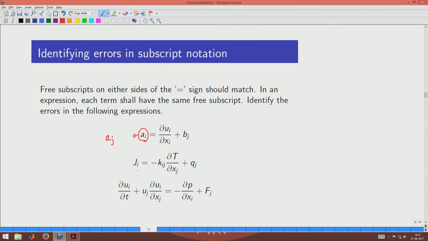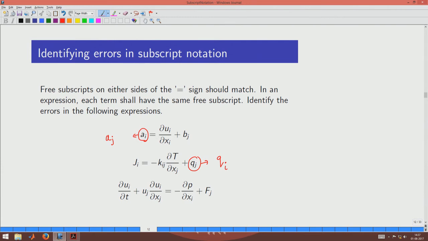The second expression, the first index is i, which is a free index. Then in the second term, the j is matching, so j is a dummy index, i is a free index, but in the third term j is a free index. So, you have got free index i on the left hand side, and on the right hand side the first term it is i. So, we can correct this to make it also i, and then the expression will be valid. So, you can see that in each term the free index is i.